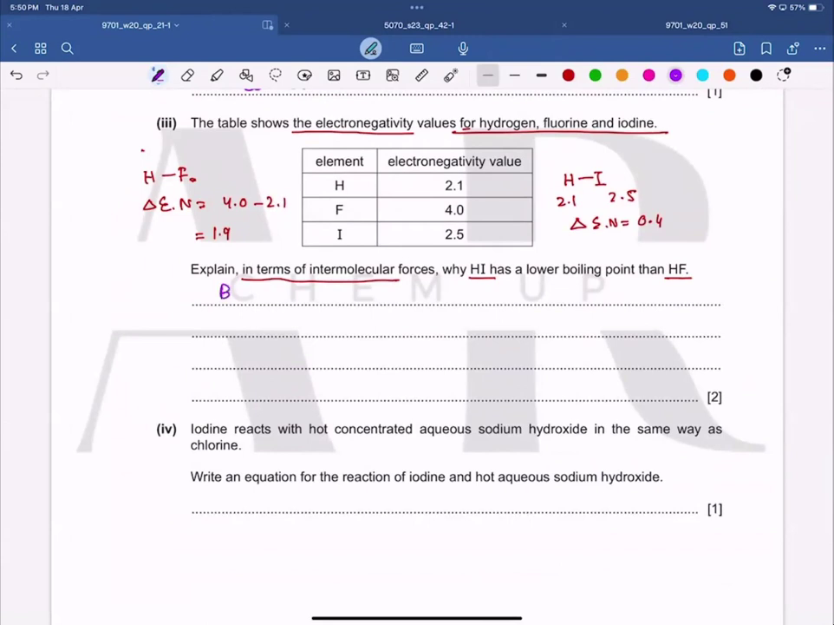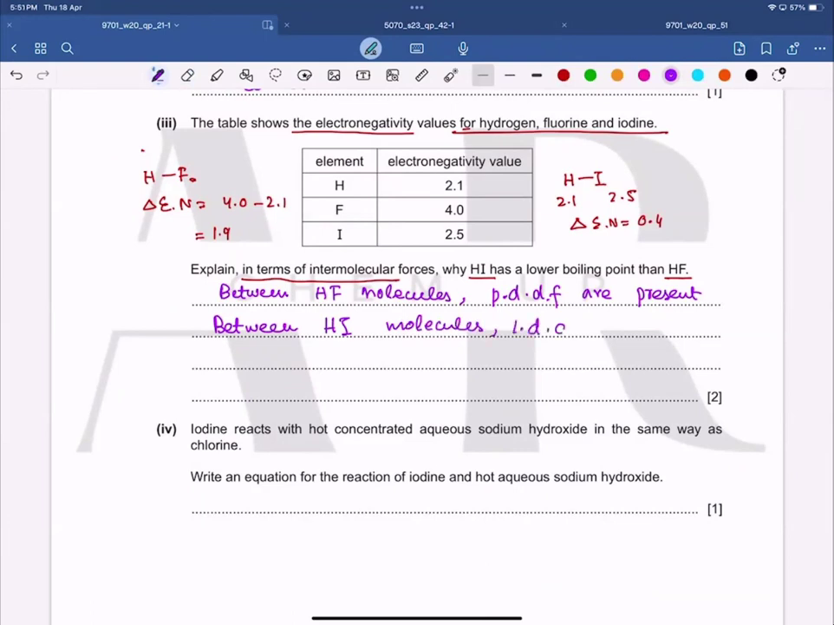So between HF molecules, permanent dipole forces are present, and between HI molecules, induced dipole forces are present, and induced dipole forces are weaker than permanent dipole forces. Is this clear to all of you?